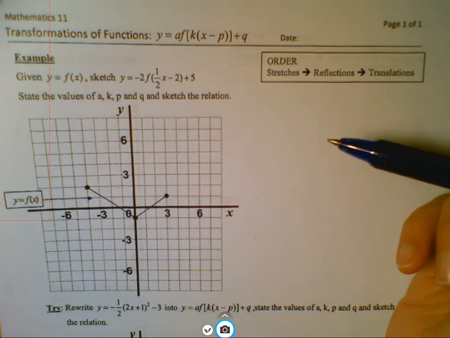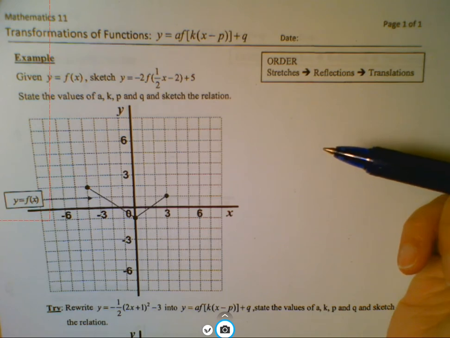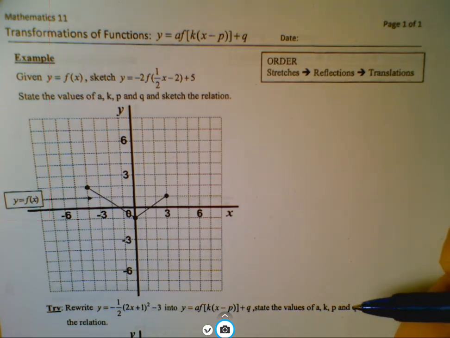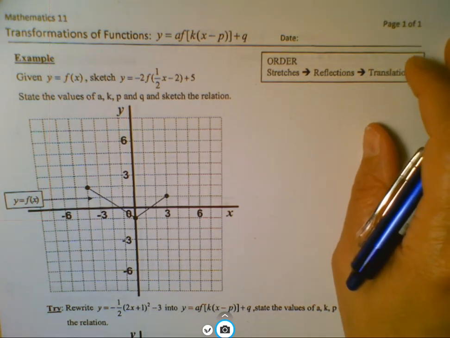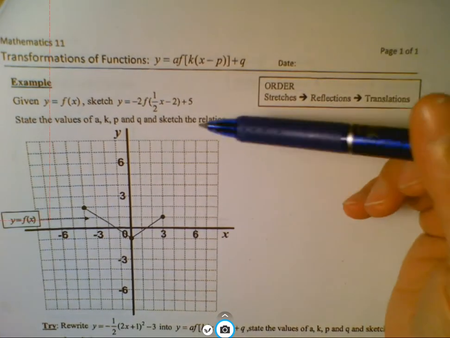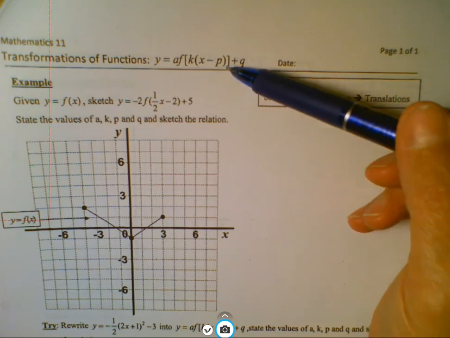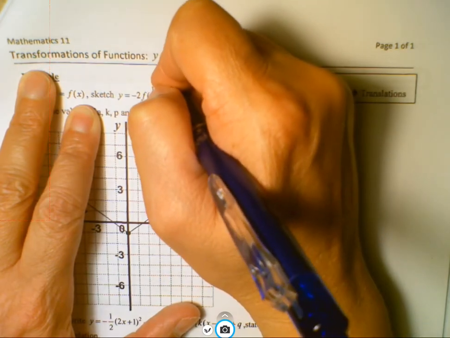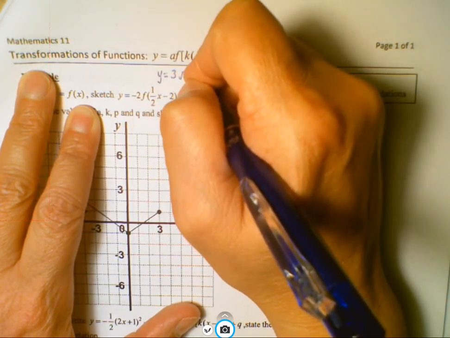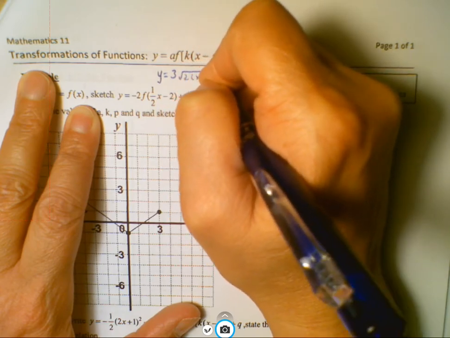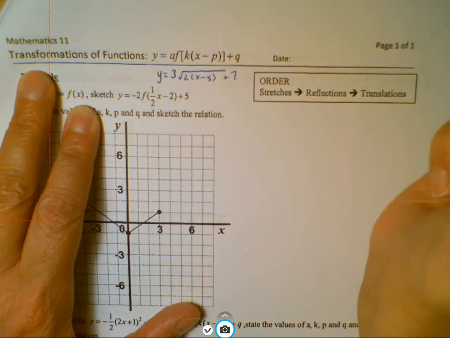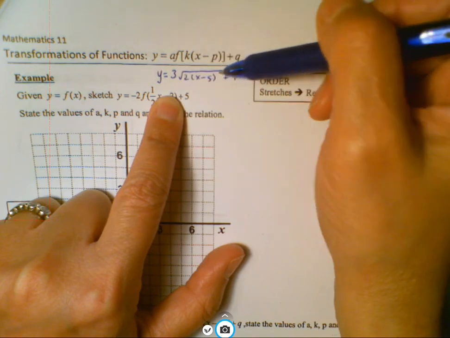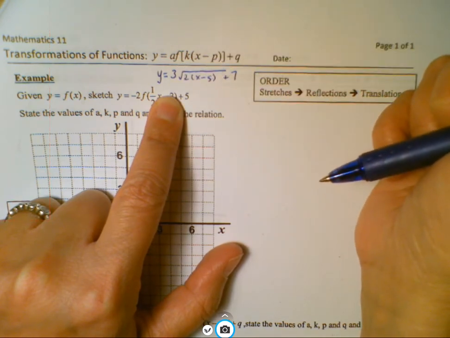So we've learned about translations, reflections, stretches, and some are vertical and some are horizontal. And so today we're going to put them all together into an equation that looks like this. Okay, so this looks like a big mess. But if you imagine that it was something like y equals 3 square root of 2 times x minus 5 plus 7, then knowing what each of these parts does will tell us what all the transformations are together.